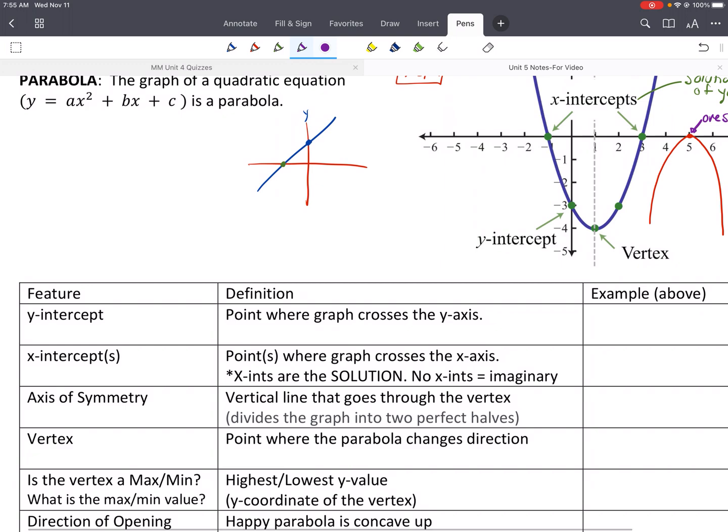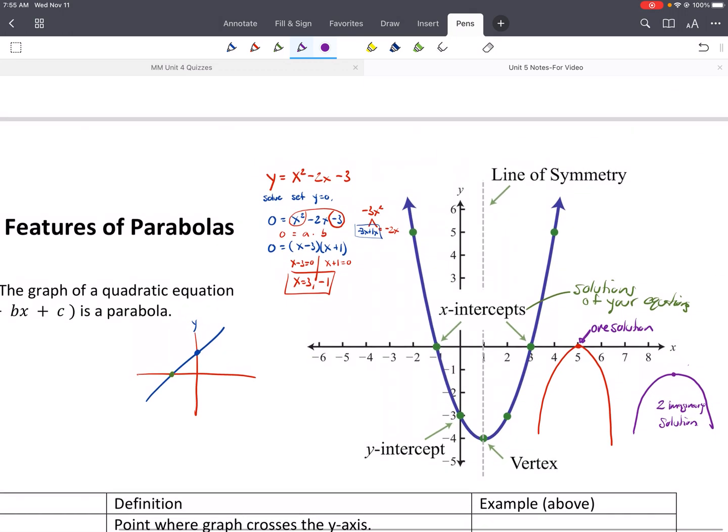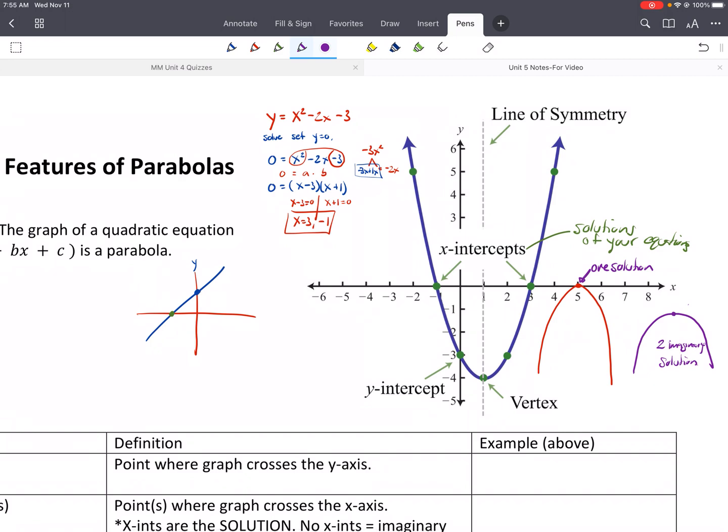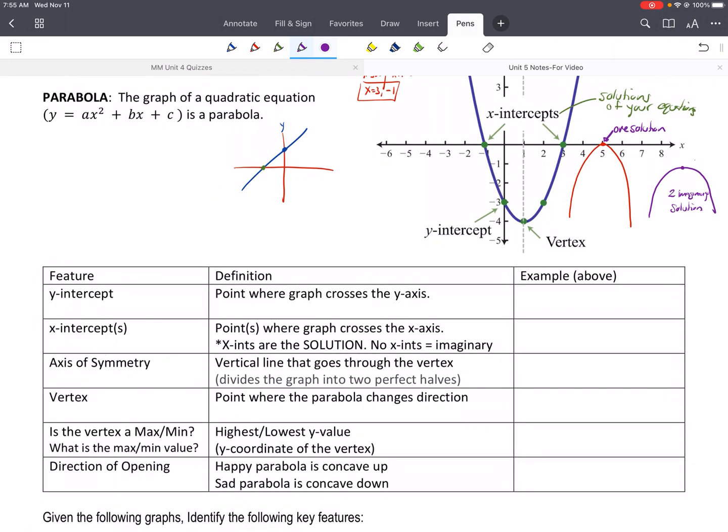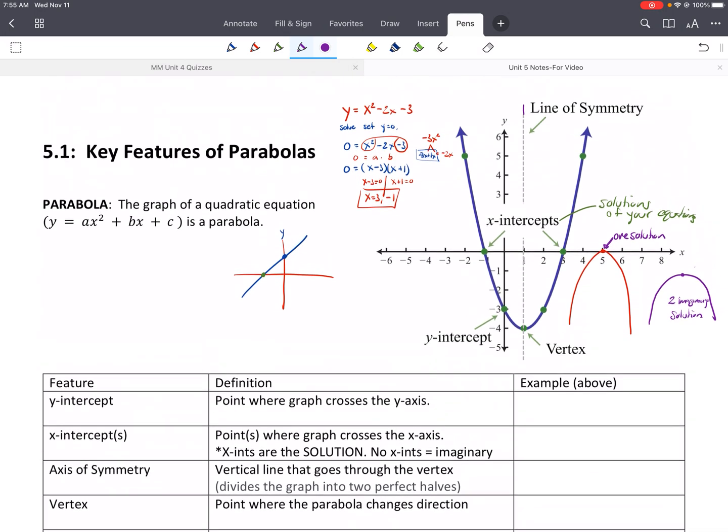Okay, axis of symmetry, or here it's called the line of symmetry, and both are good. Okay, the line of symmetry is a line where it cuts the parabola exactly into 2 parts. Okay, it's symmetric, right? So it's a vertical line that goes through the vertex, and it cuts it into 2 equal parts.